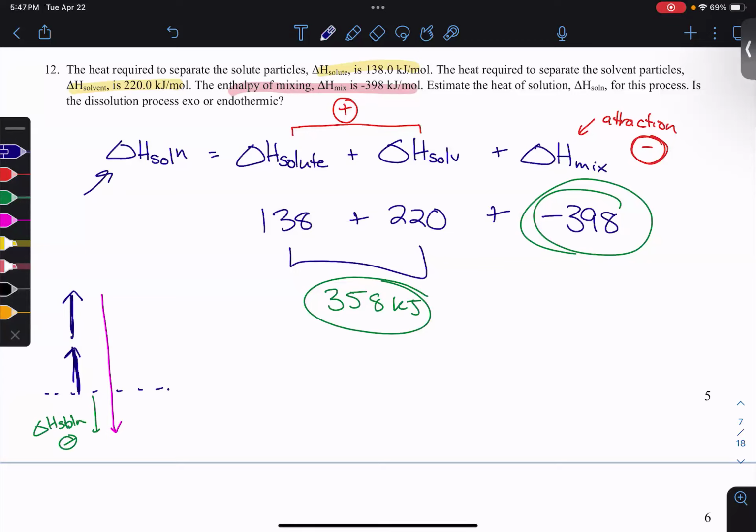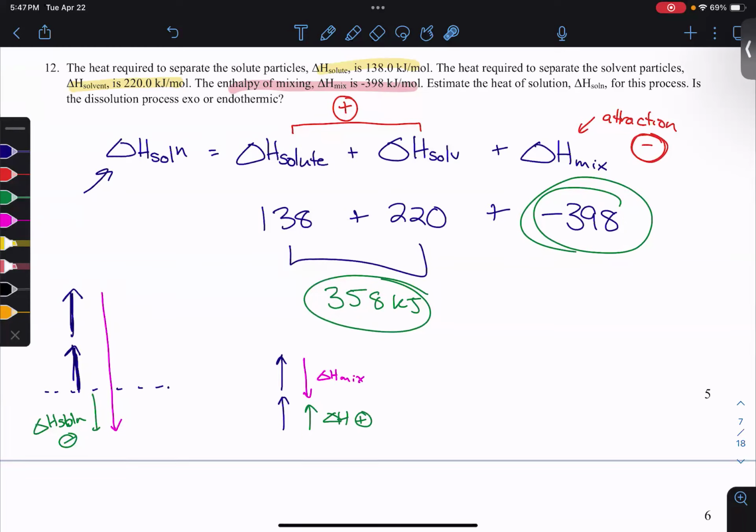But if you have a process where it's like, okay, solute, solvent, but weak delta H of mixing, in this example, delta H of solution is a positive number, so it's endothermic, right? So that's what it is conceptually. Notice that solute and solvent are always positive numbers. It always requires energy to break IMFs, but it's the magnitudes of the mix versus the sum of the solute and solvent that tell us whether a process is overall endo or exothermic.